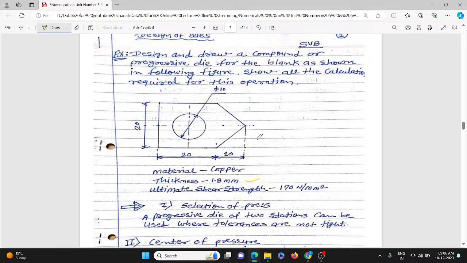From the numerical, the component which you want to manufacture cannot be manufactured on a simple die. So here we can select a progressive die. The first step for designing this numerical is the selection of the press. Here a progressive die of two stations can be selected, which can be used where tolerances are not tight. So that is the first step, the selection of the press.